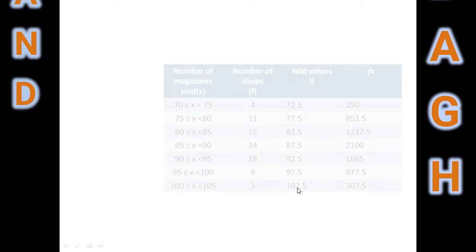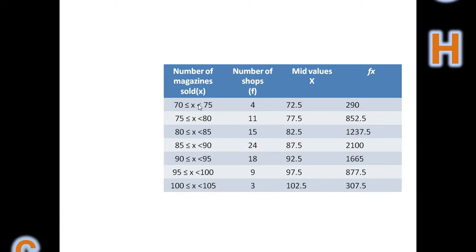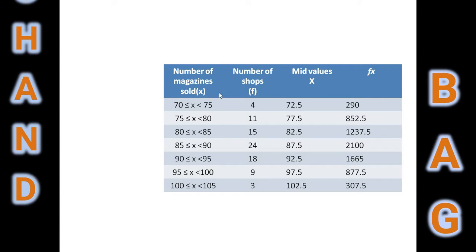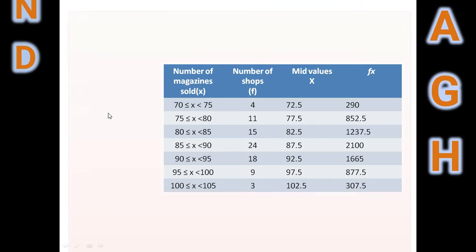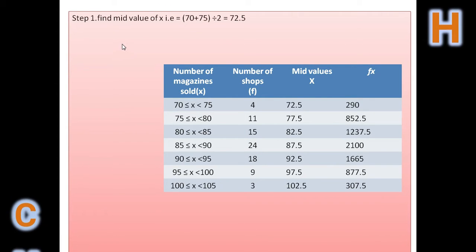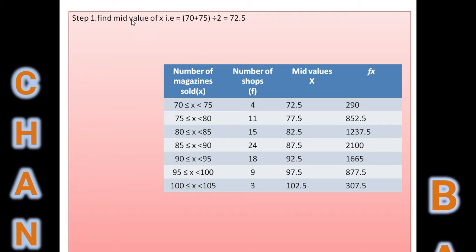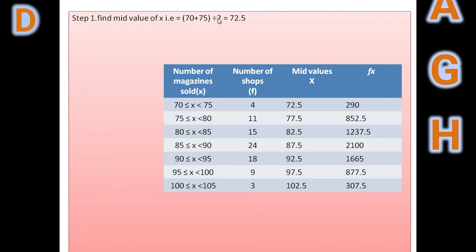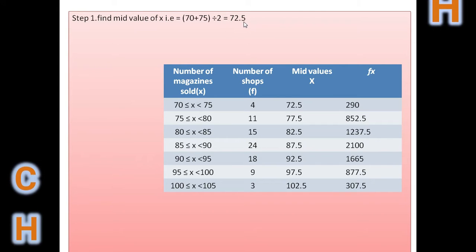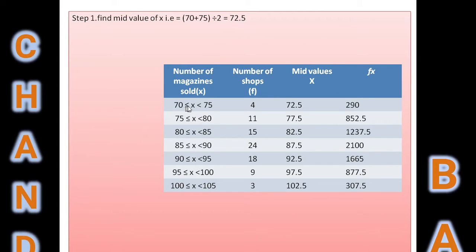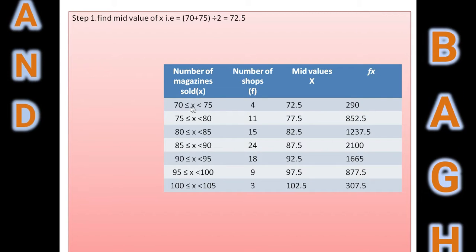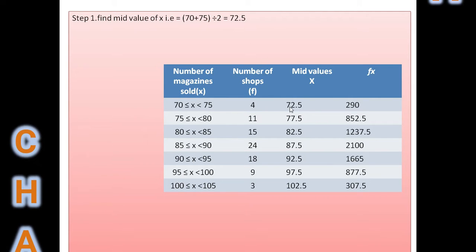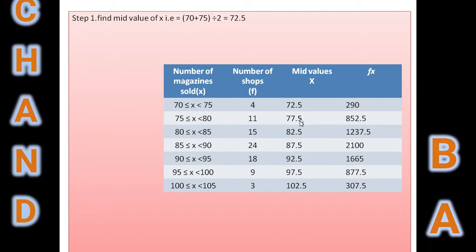So here is the solution. The table is given here. This is the number of magazines sold, and the number of shops is basically called frequency, and we have to calculate the mean. The first step is to find the mid value of x, that is 70 plus 75 divided by 2, which equals 72.5. This is the class boundary, and we need the midpoint of these values. I have calculated all the midpoints for you.